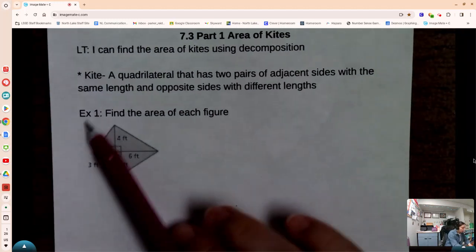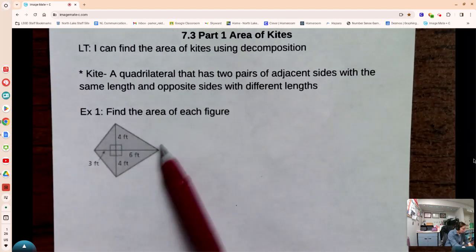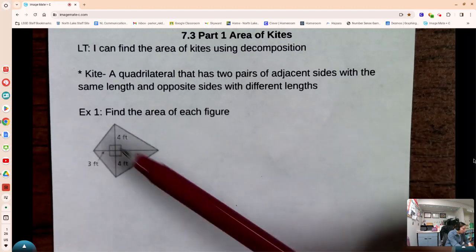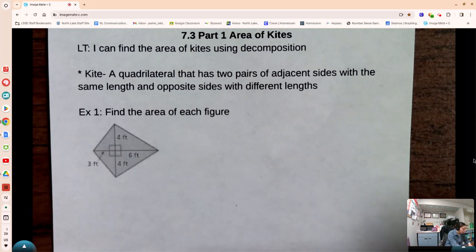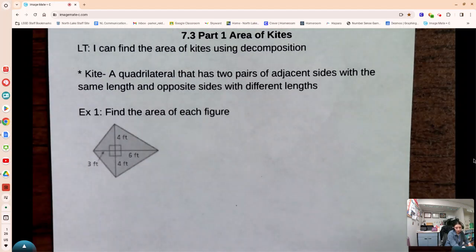So if you look at this kite here, it looks like what you'd probably imagine a kite in the sky to look like. It has two sets of adjacent sides, so the ones that touch, that are equal in length. These two are equal, these two are equal. And the ones across from each other, or opposite from one another, are not. So this side and this side are not, this side and this side are not. So that's what a kite looks like.